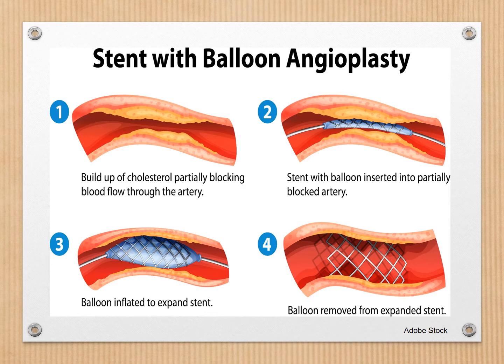In diagram 3, the balloon is inflated to widen the artery by squashing the cholesterol up against the coronary artery wall, and also expands the stent into position. In diagram 4, it shows that the balloon has been removed from the expanded stent. This is done by deflating the balloon before removal.